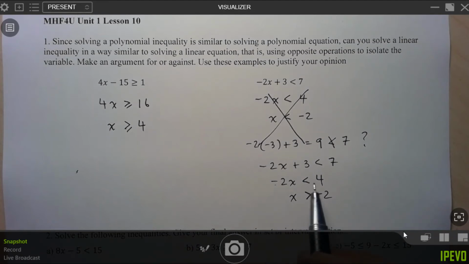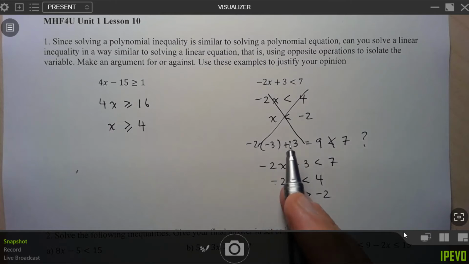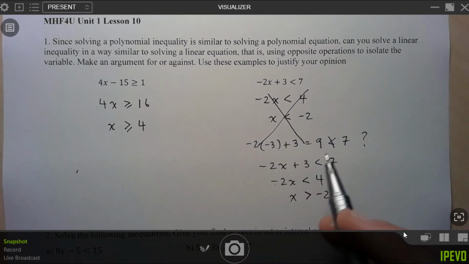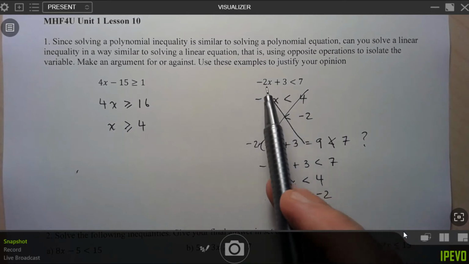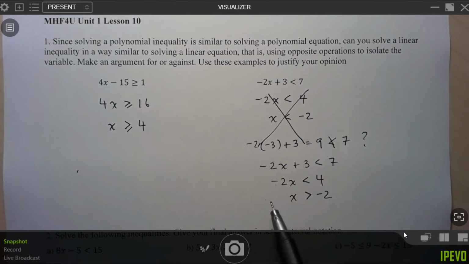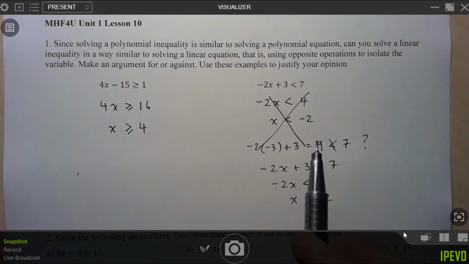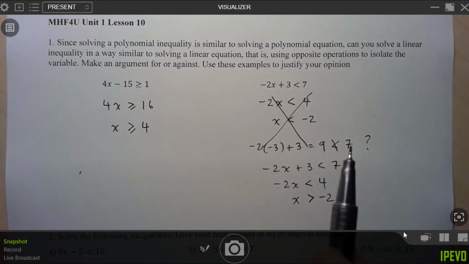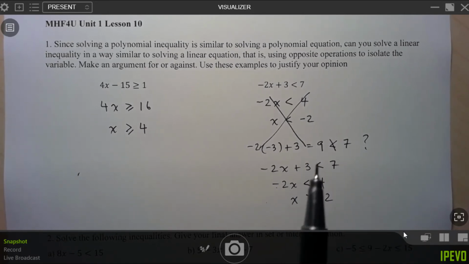And this seems to fit what we checked before. If I take something outside of this range of values, so I took negative 3, the inequality doesn't hold. But if I take something strictly bigger than negative 2, like 0, we had that the inequality does hold. So solving linear inequalities is almost exactly like solving linear equations, okay? But there is that extra little subtlety involved.